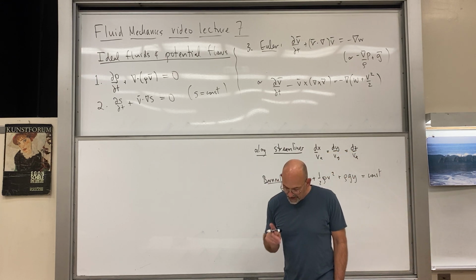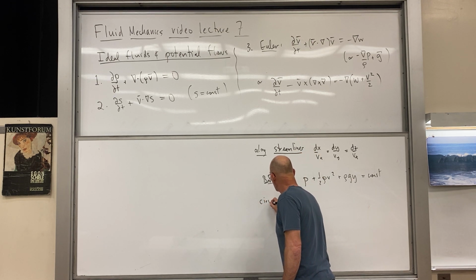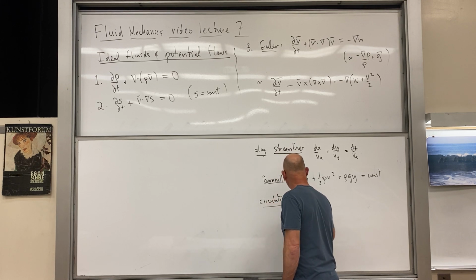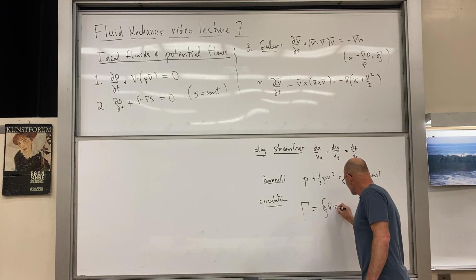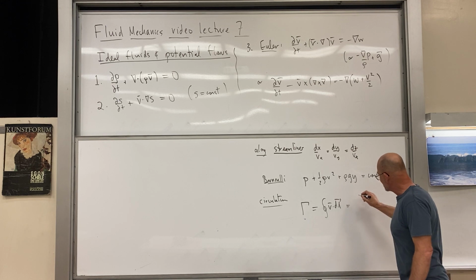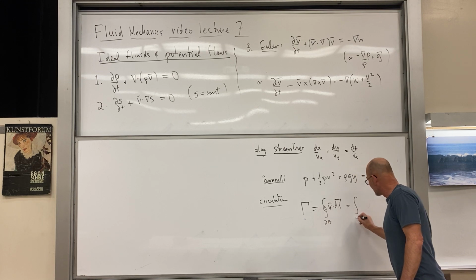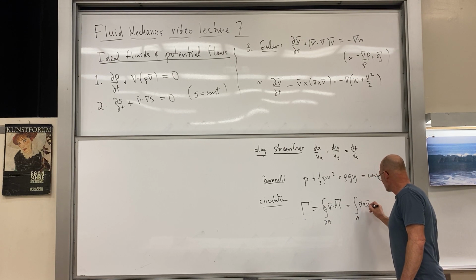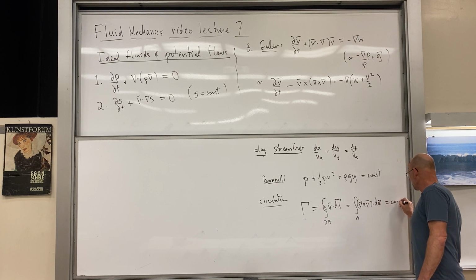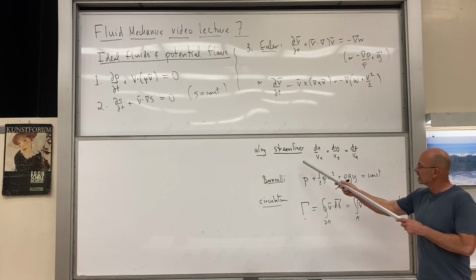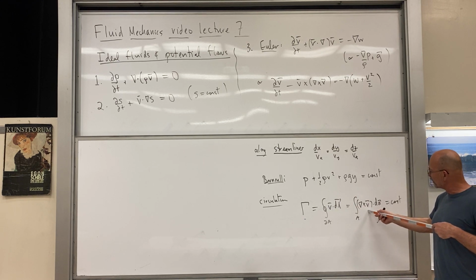In addition to that, we have the circulation, and that was this line integral V dot dl. Of course, that could be the boundary of an area, curl of V dot d area equals constant. So along a stream, flow along a streamline, you have this being constant, which is especially interesting in terms of the curl of V.